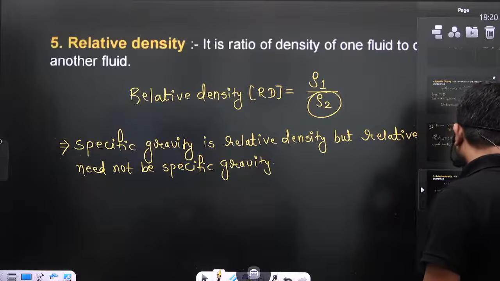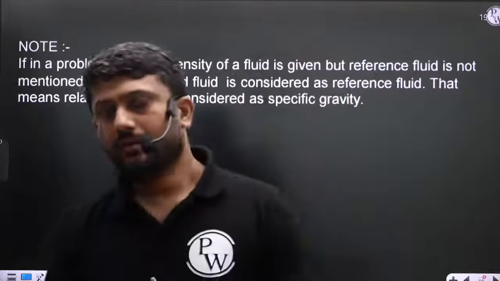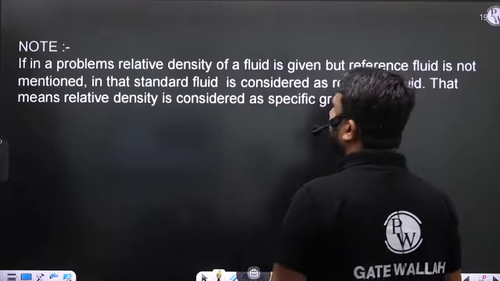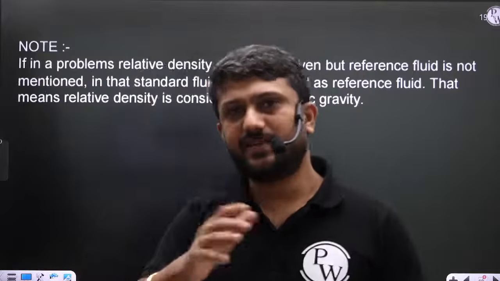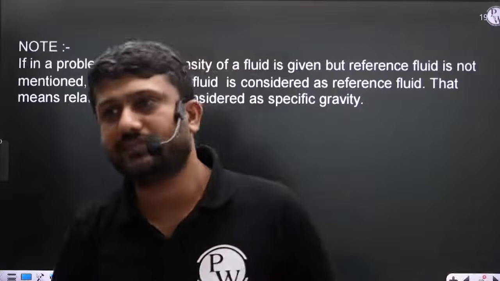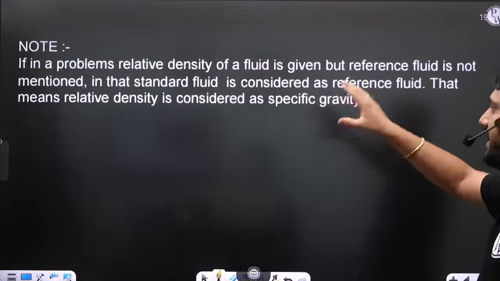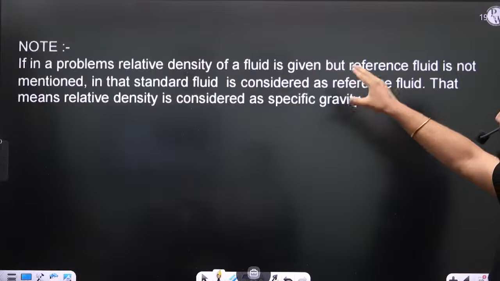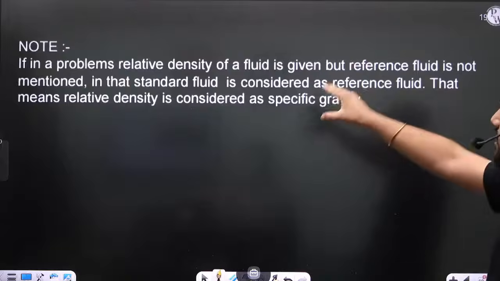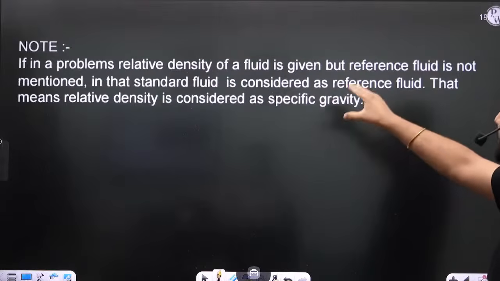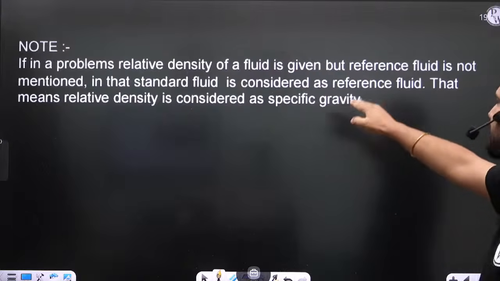Next, a very, very important point. Sometime in a problem, the relative density is given. Specific gravity is not mentioned in the problem. Relative density is mentioned, but the reference fluid is not mentioned. See here, if in a problem the relative density of a fluid is given, but the reference fluid is not mentioned, in that case the standard fluid is considered as a reference fluid. That means relative density is considered as a specific gravity.